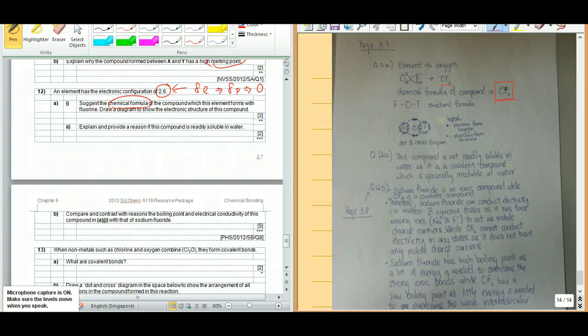So standard practice for myself, I always draw the structural formula first. So this is how the structural formula looks like. And then after that, you will draw the dot and cross diagram.